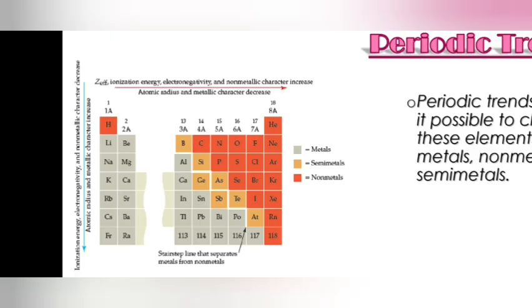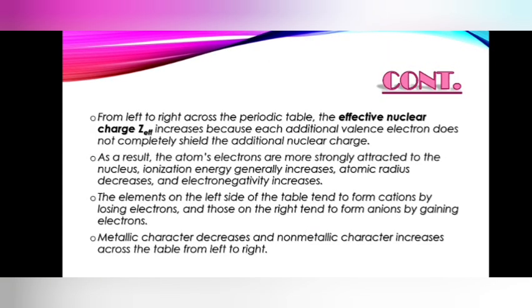Here you can see that the elements in grayish color are the metals, the elements in yellow color are the semi-metals, and the elements in orange color are the non-metals. The ionization energy, electronegativity, and non-metallic character increase as you move from left to right. The atomic radius and metallic character decrease as you move from left to right. Here we will see and understand these behaviors and these periodic trends.